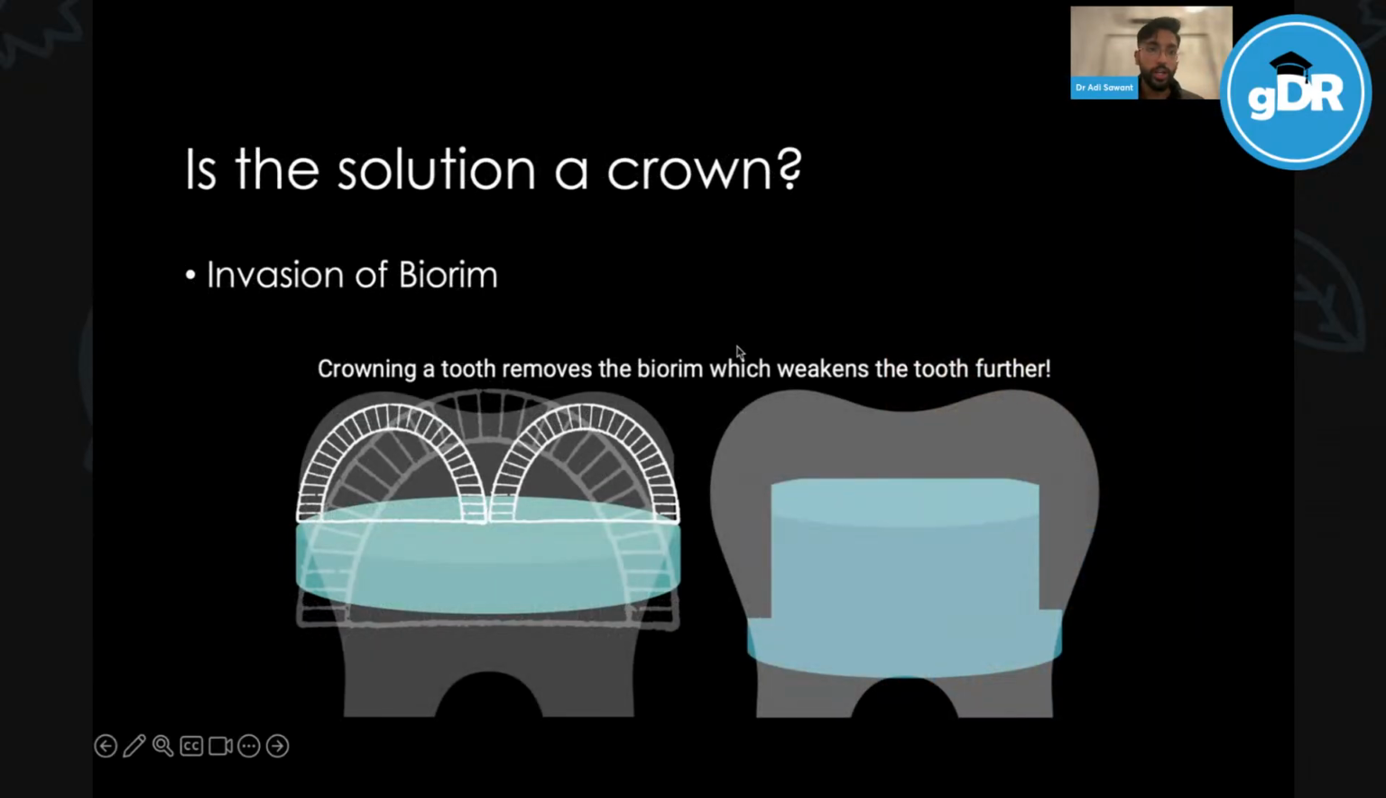So I hope you guys have already realized this, but is the solution a crown? In most of these cases, probably not, right? We're automatically, with a circumferential gingival, like equigingival margin, now invading that biorim more than it needs to be.